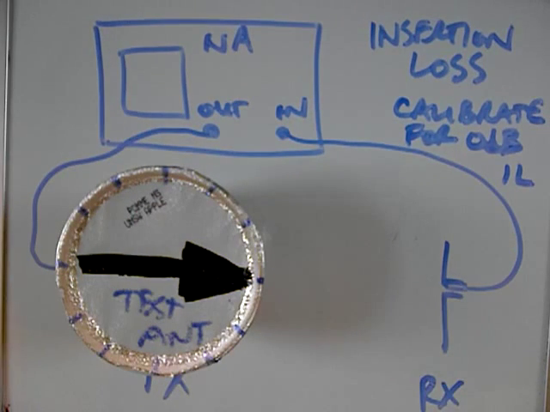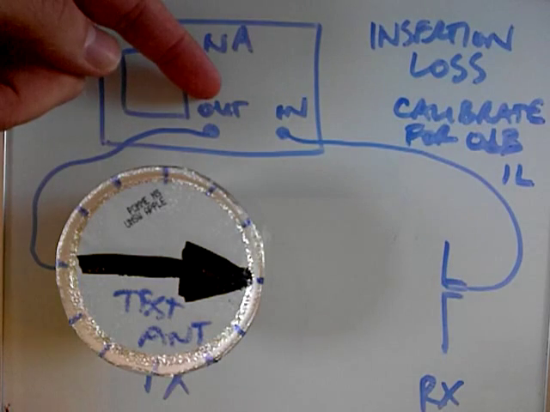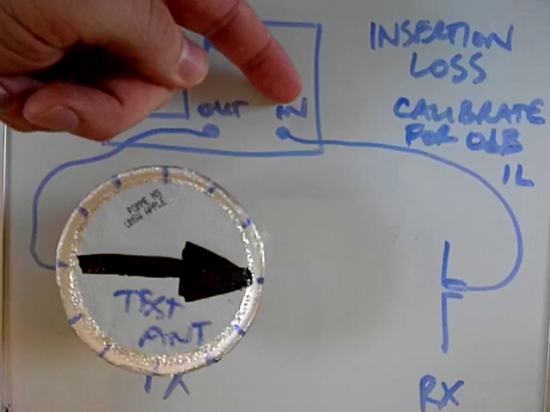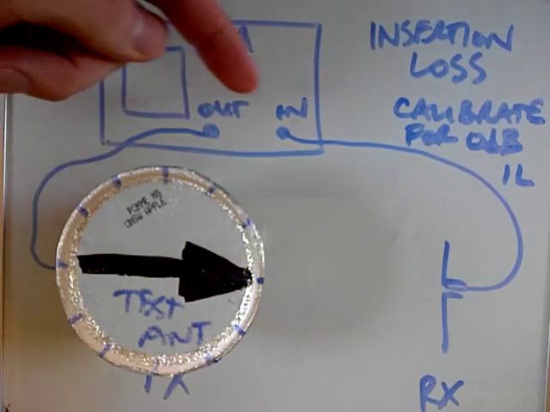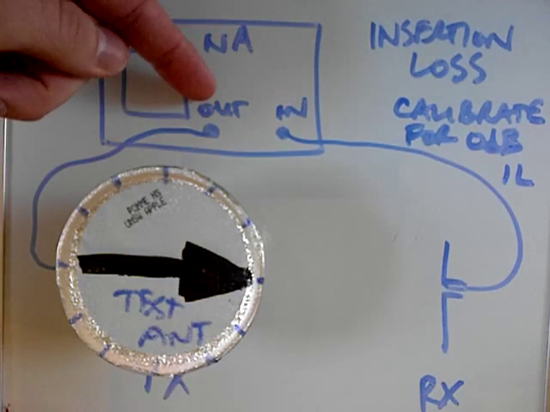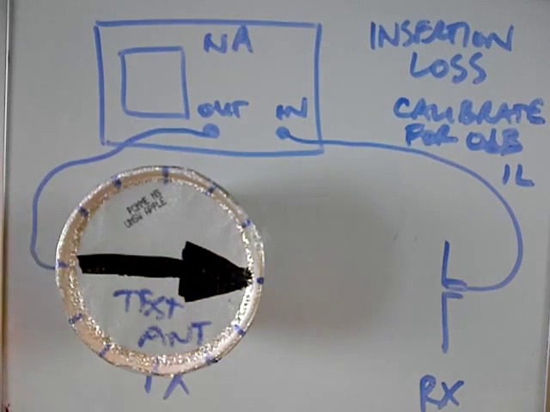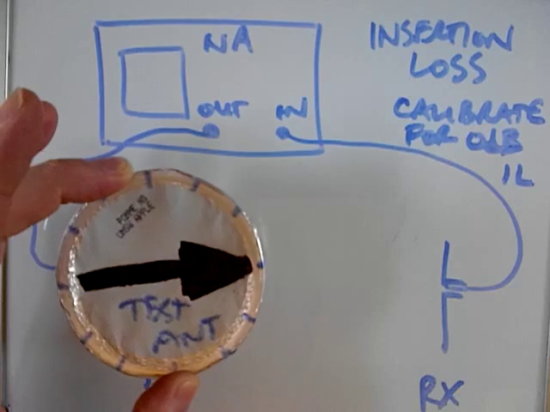So really what the network analyzer is doing, it's sending power out here and it's comparing that signal to what arrives here. So if we've calibrated properly, we're telling the analyzer that what arrives here is equal to what came out here, even though we know it's not. We're saying that is our 0 dB reference. And then what do you think is going to happen when we start to rotate this antenna?